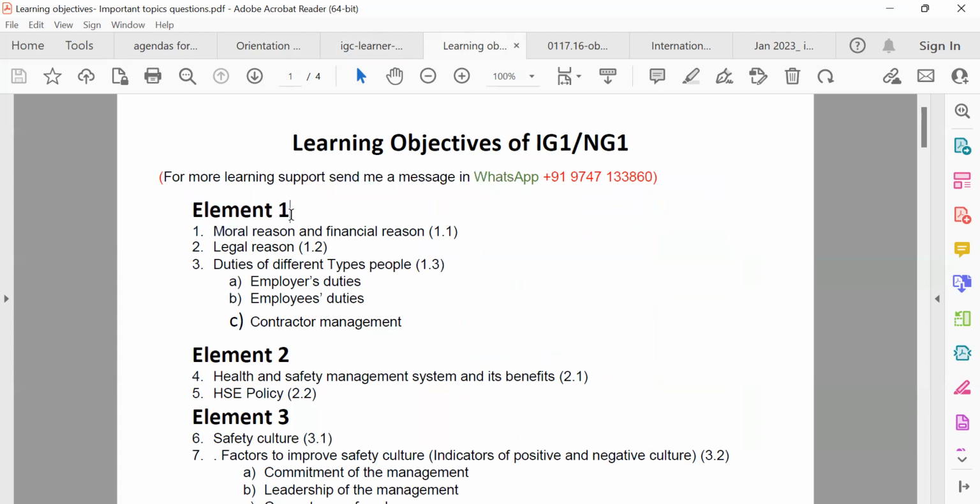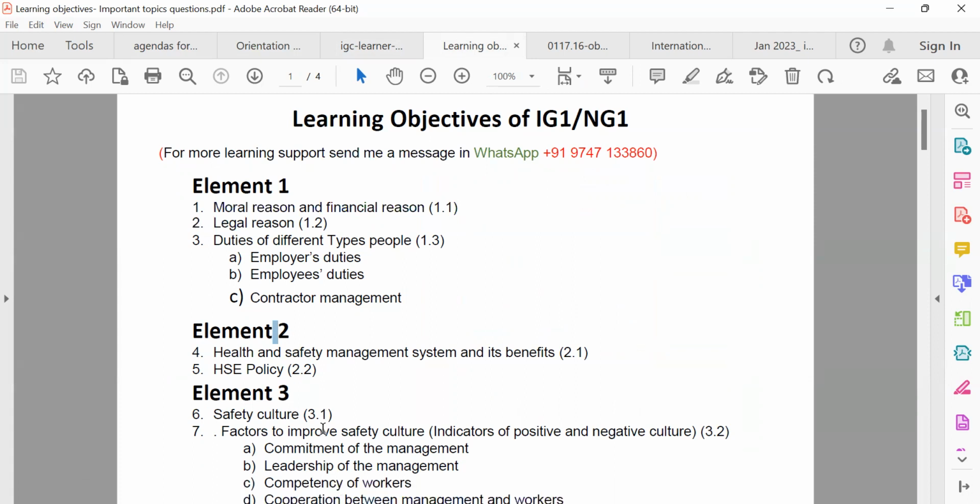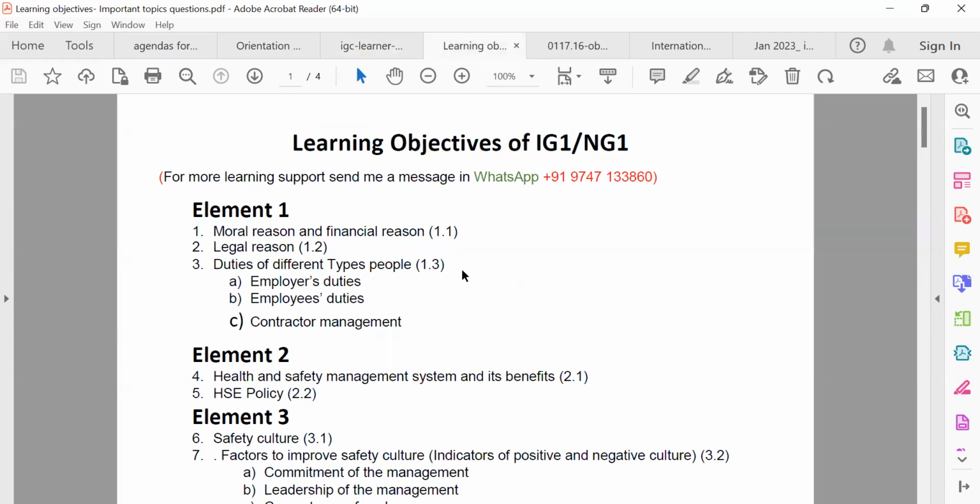Under element 1 there are 3 learning objectives. Under element 2 there are 2 learning objectives. Under element 3 there are 8 learning objectives, and under element 4 there are 4 learning objectives. In total you need to learn 17 learning objectives. All the questions are asked based on these 17 learning objectives.